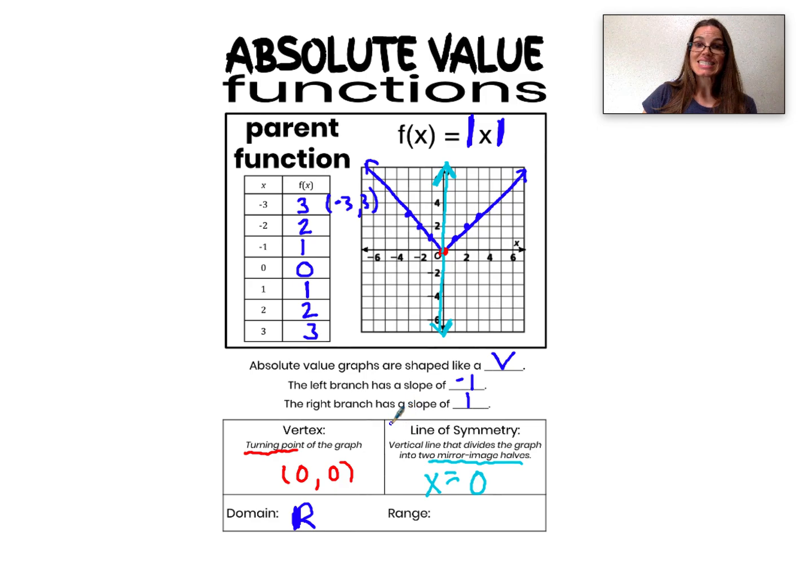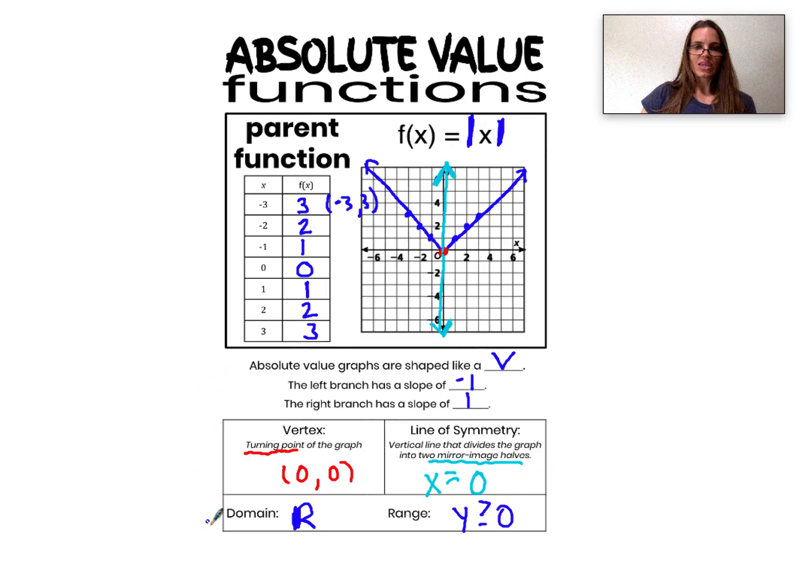The range, however, is not all real numbers. There are no points on the graph for y equals -1 or -3 or -6 or actually any negative y value. There is, however, a point on the graph for y is 0 and 1 and 2 and 3 and 4 and every bigger value. The range is y is greater than or equal to 0.